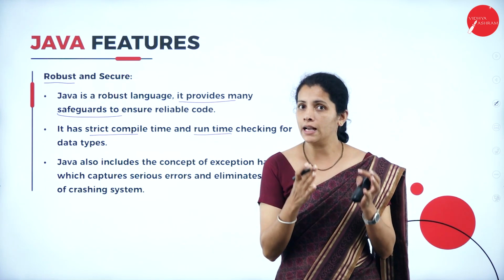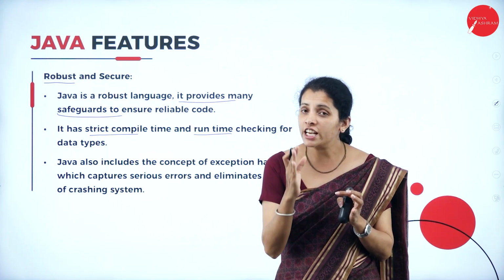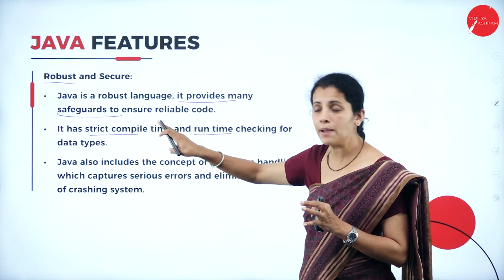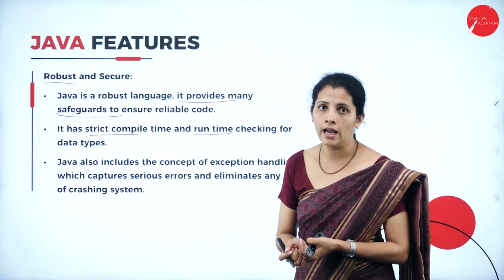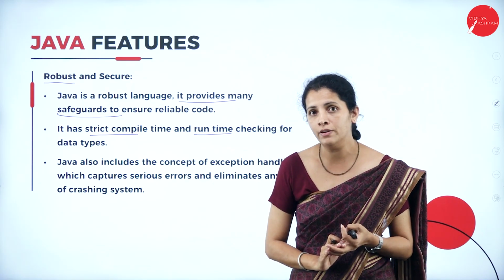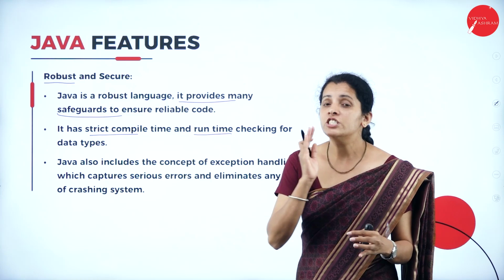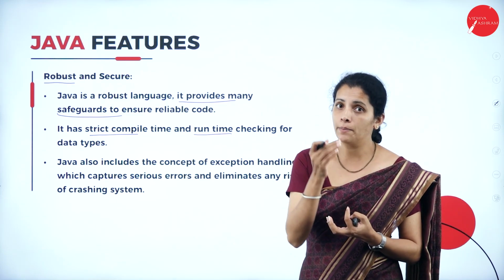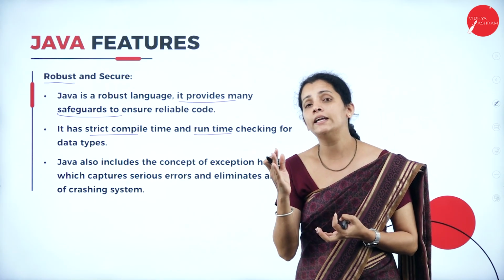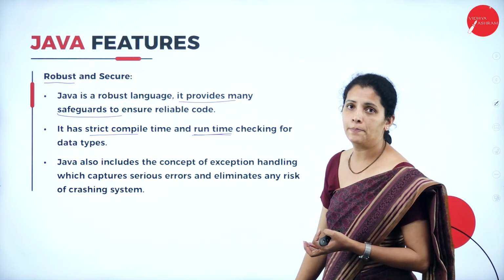That means if I consider a Java program, I can check the type of data in two ways. One is compile time and the other is runtime. That means I check the type of the data at the beginning itself, and in certain cases, if I miss checking the type of the data at the beginning, then I can check the type of the data during execution or during runtime.